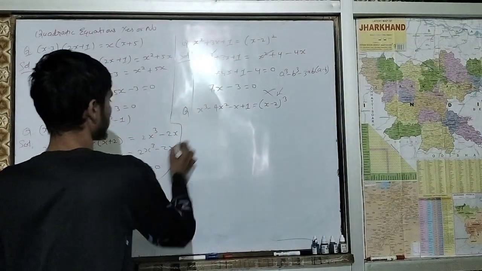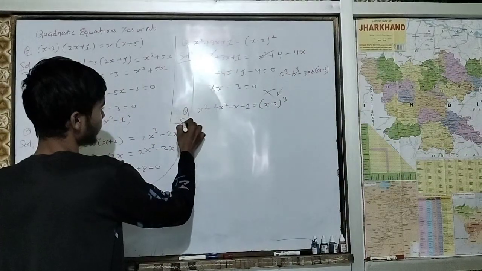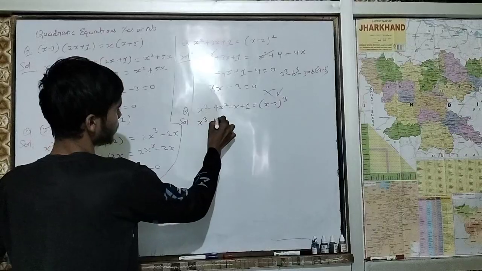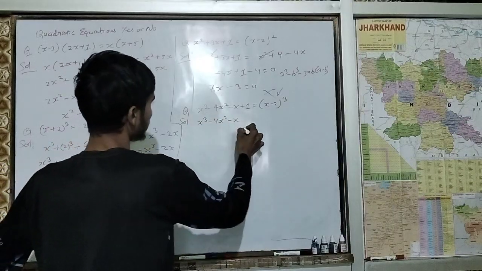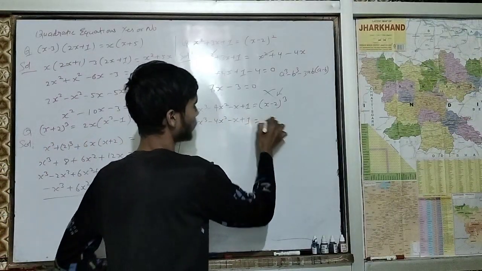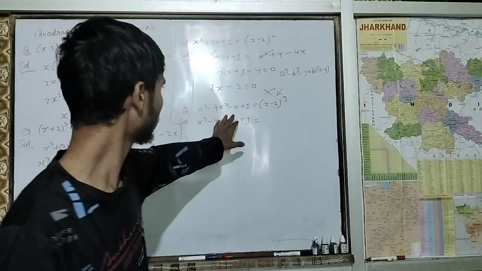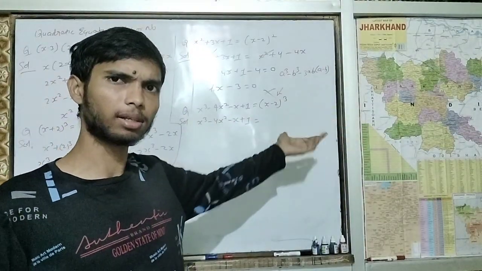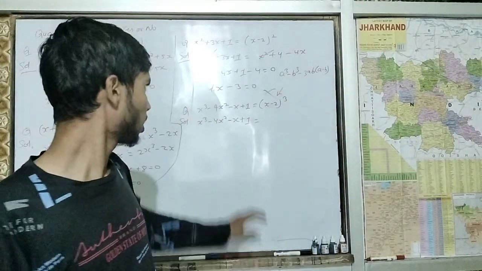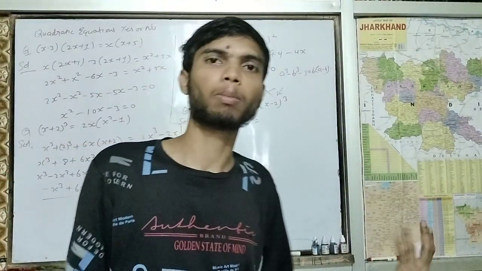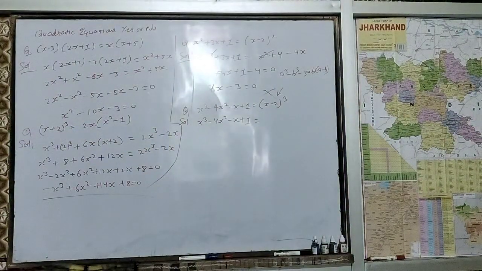Now what about this? Let's solve this. x cube minus 4x square minus x plus 1. We cannot say directly by looking at here that this is a quadratic equation. No. Here there is an option to simplify this. After simplifying this, we will have confidence to say that yes, this is not quadratic equation. If this is a quadratic equation, then we will say yes, this is quadratic equation. Clear?